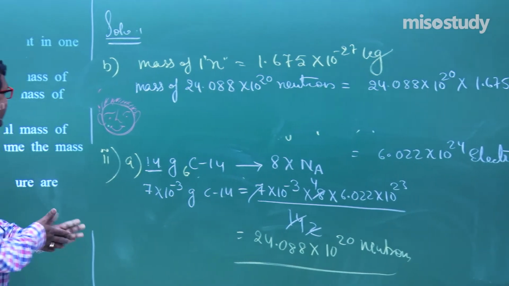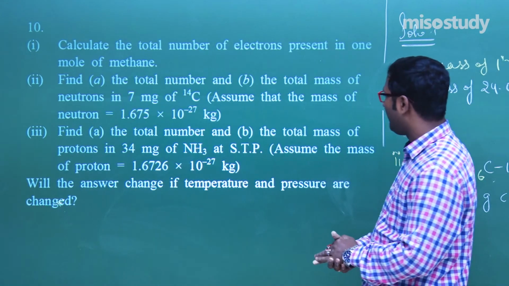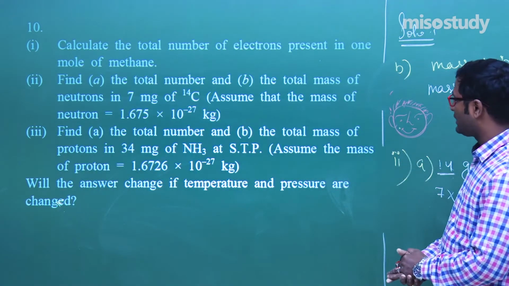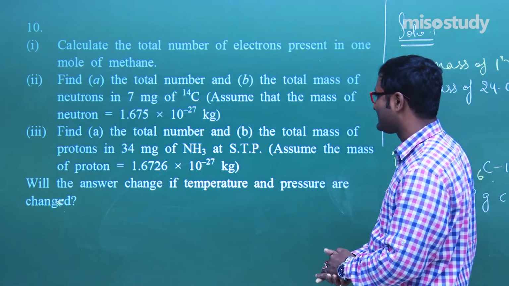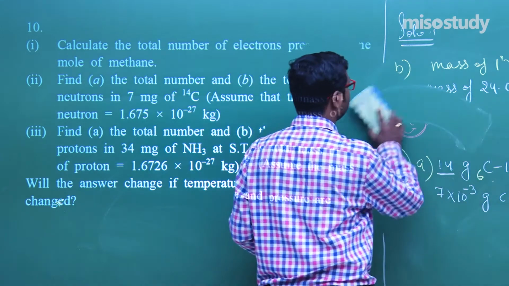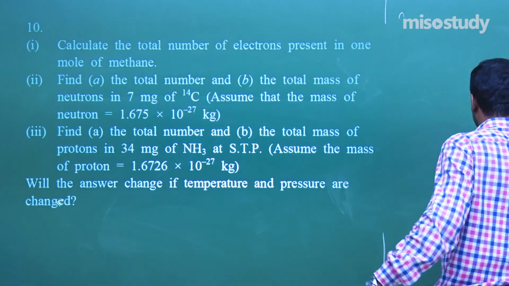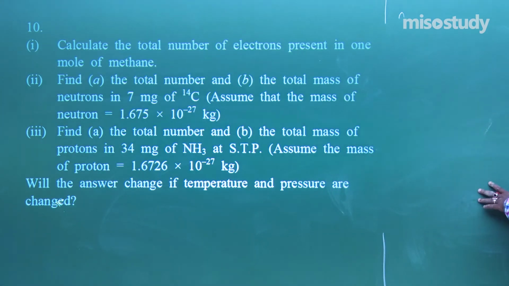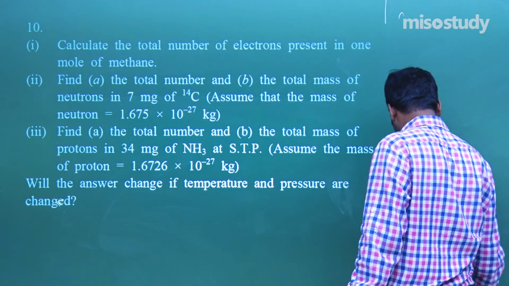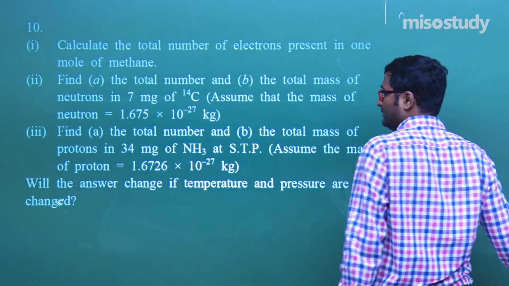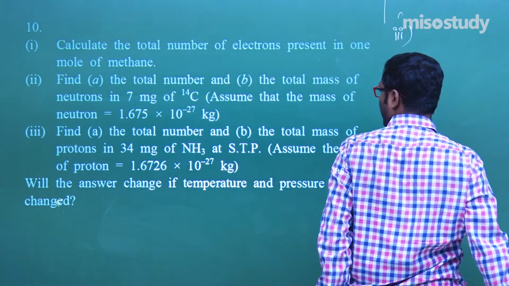Now what is the third part of the question? Read the question. Find the total number and the total mass of protons in 34 milligram of NH3. Okay, wait for a moment. Now check it out. That is the third part. 34 milligram NH3.